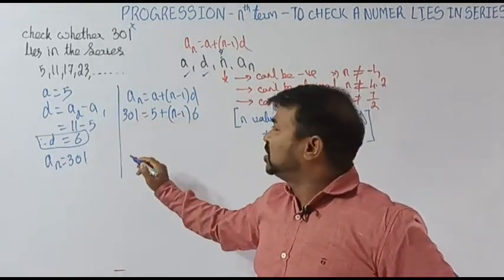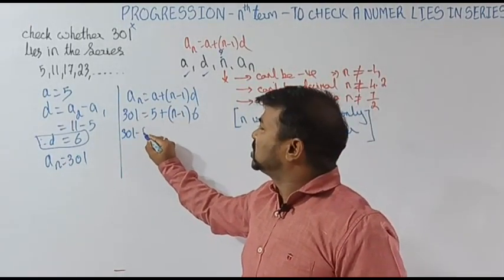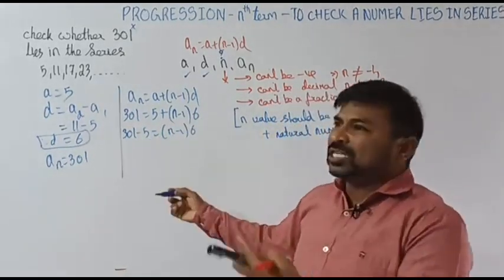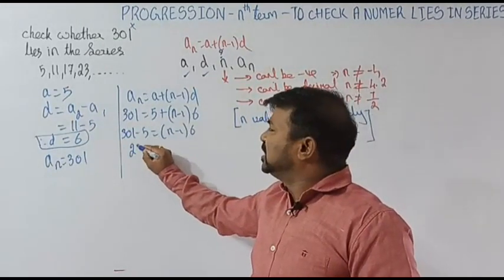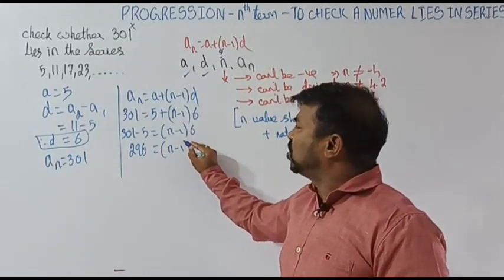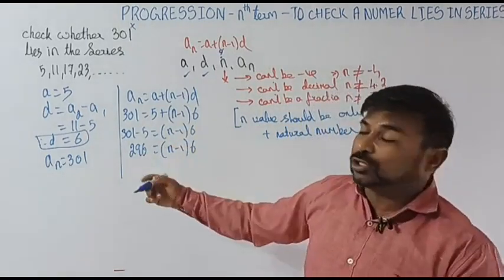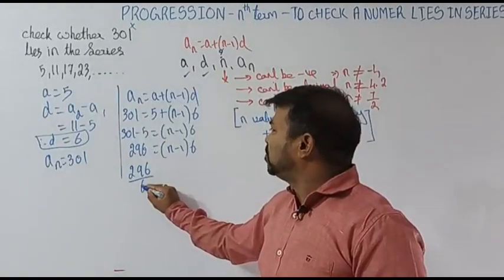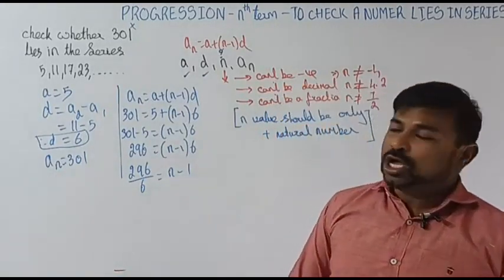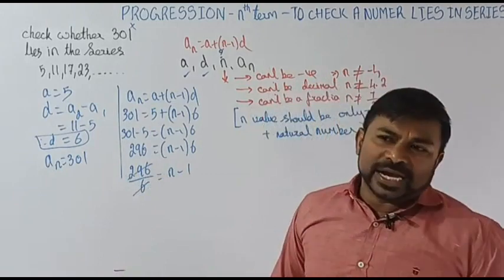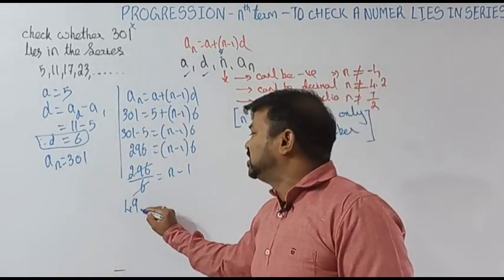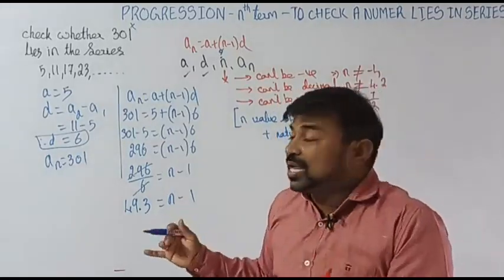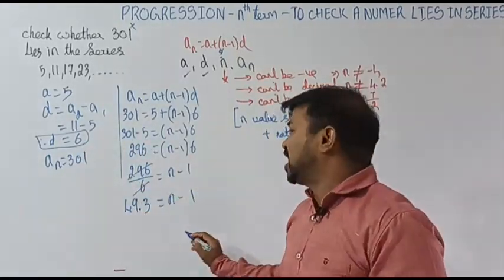Take positive 5 to the other side: 301 minus 5 equals n minus 1 into 6. So 301 minus 5 is 296, equals n minus 1 into 6. Transpose the 6 to the other side: 296 divided by 6 equals n minus 1. If you simplify that, we get 49.3 equals n minus 1. Let's find the n value. Transpose the minus 1 to the other side.